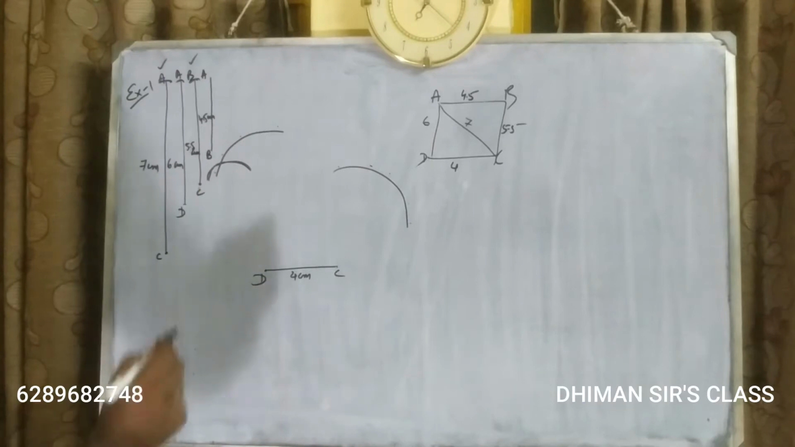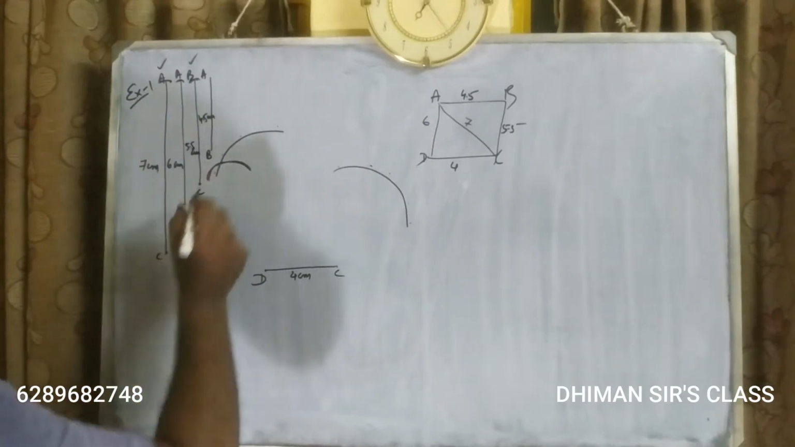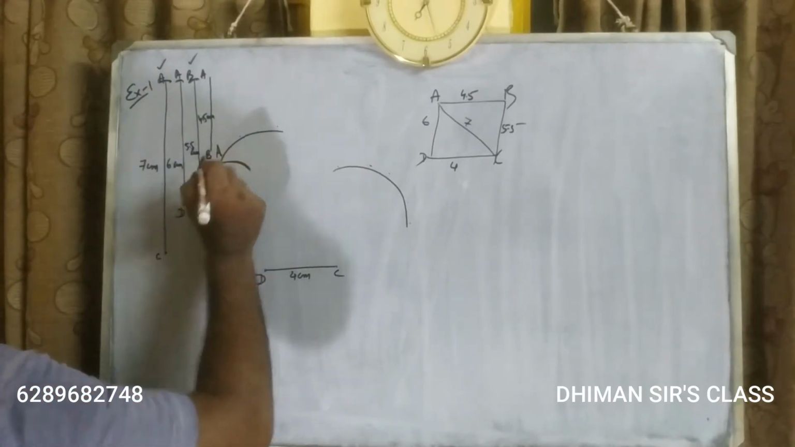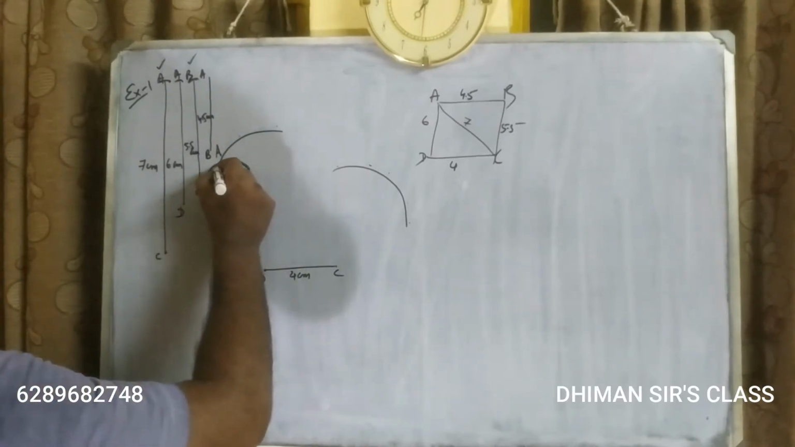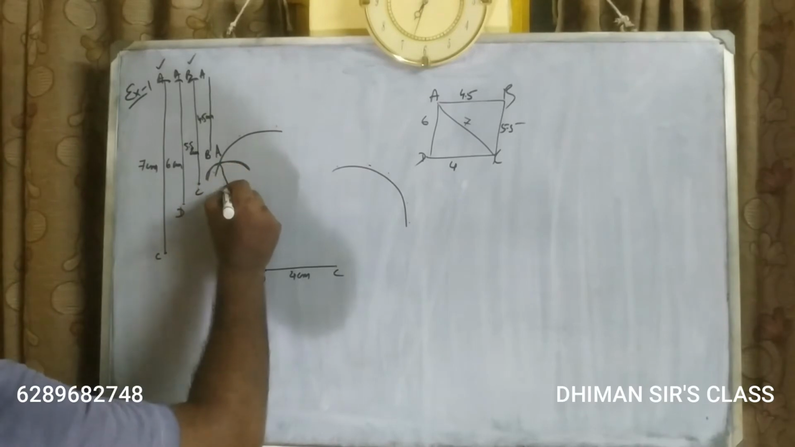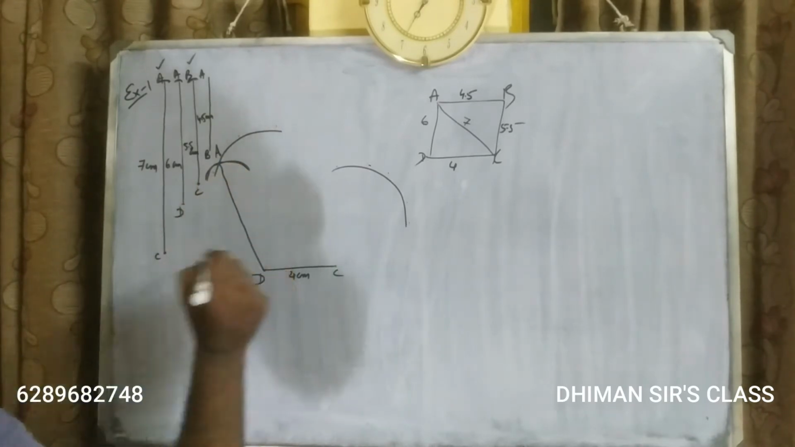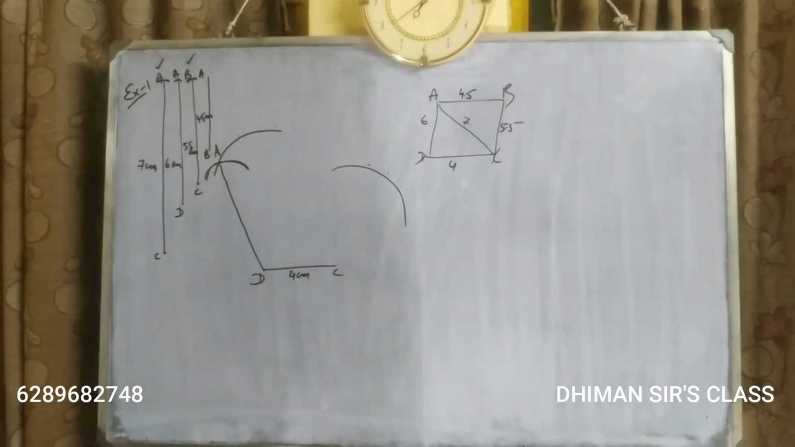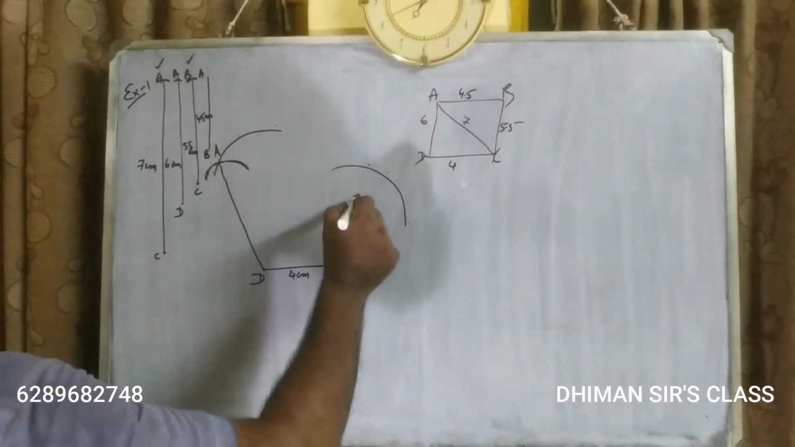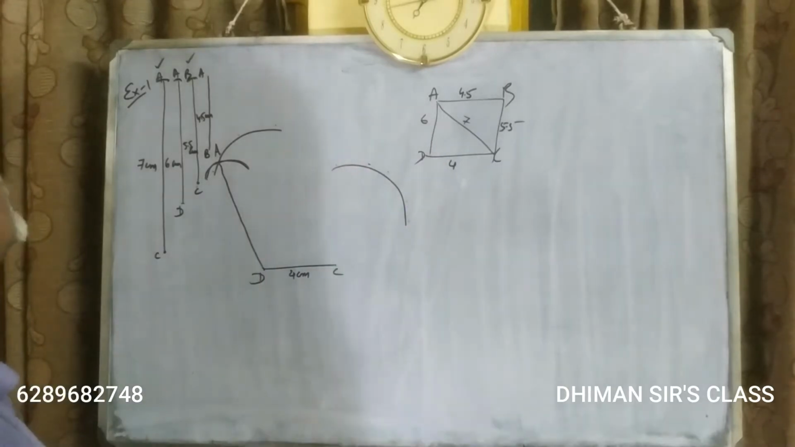Now students, you see you got this point. This is A. A lies here. So with the help of your scale and pencil, join these 2 points. You got AD. Now where this B will lie, we don't know.